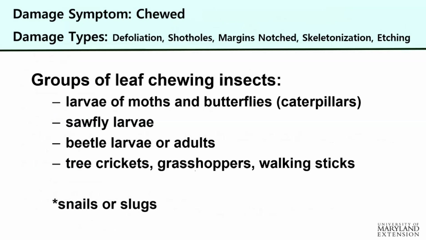If we look at the top of our handout, if we have it with us, A through E are the different types of chewing damage that we can see. The groups of leaf chewing insects can include larvae of moths and butterflies, which are known as caterpillars, sawfly larvae, so sawflies are wasps, which is kind of cool, beetle larvae or adults, tree crickets, grasshoppers, and walking sticks. These are just some examples. Some non-arthropod animals that can cause similar chewing damage include snails and slugs.